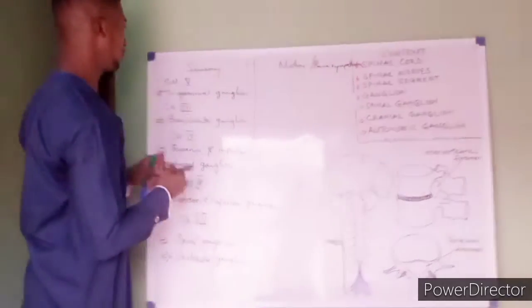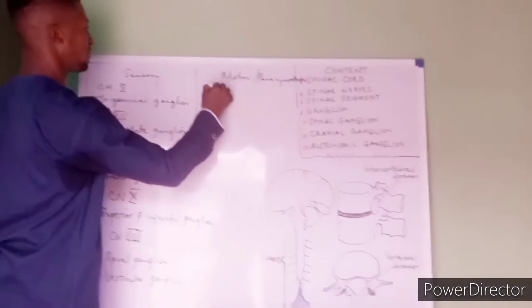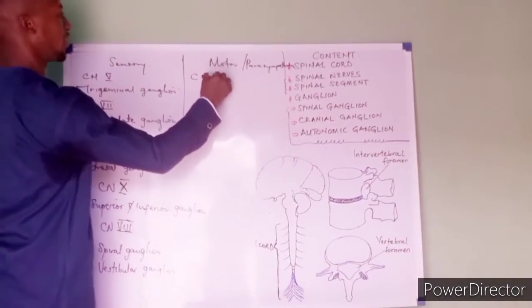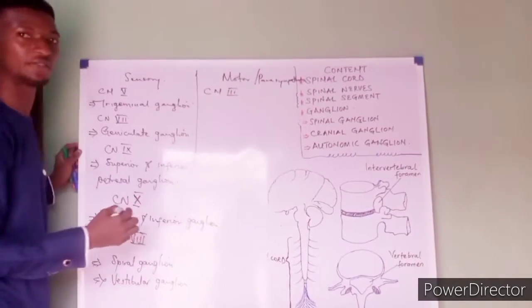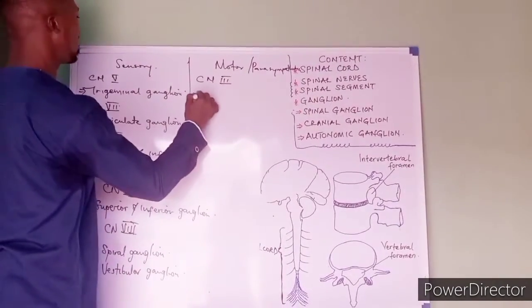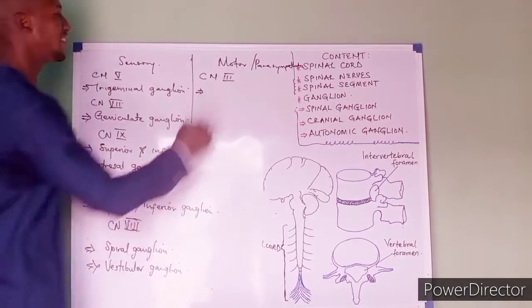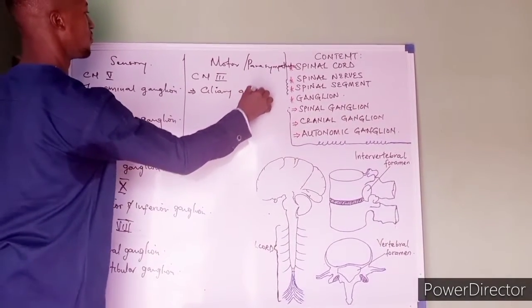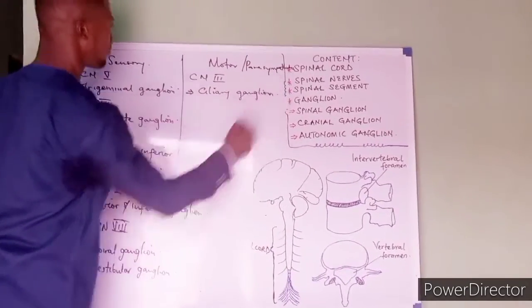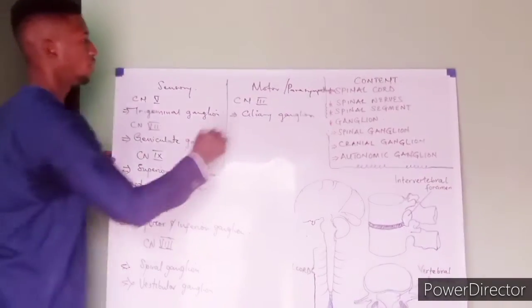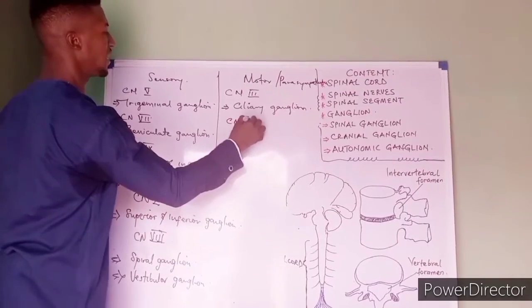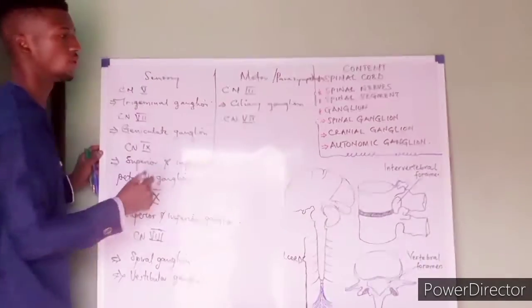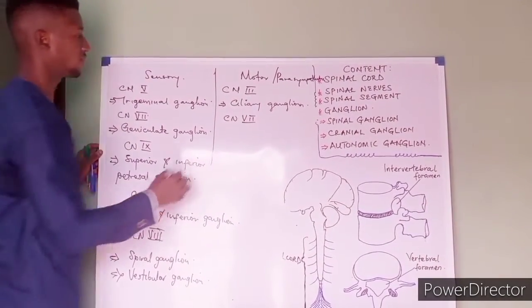The motor component now, we begin with cranial nerve 3. And what do you have there? Cranial nerve 3. That is what? Ciliary ganglion. Just want you to know this. We also have cranial nerve 7. And what do you have associated with cranial nerve 7?